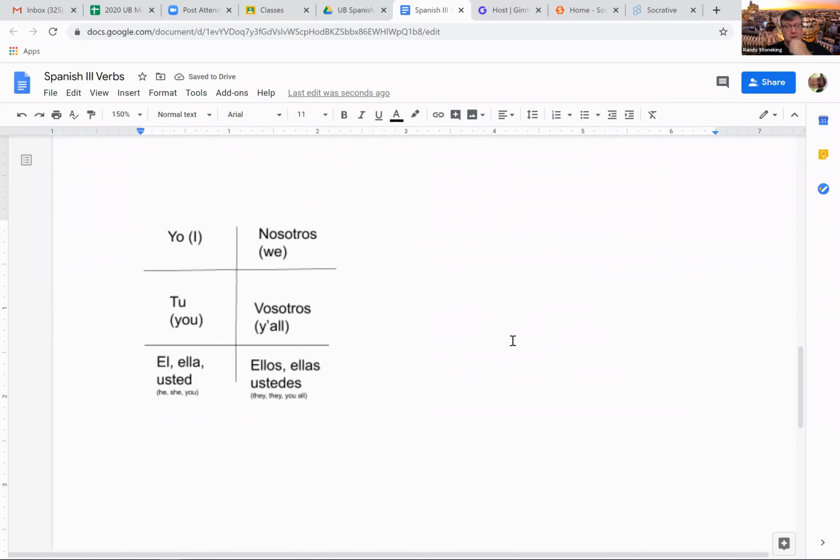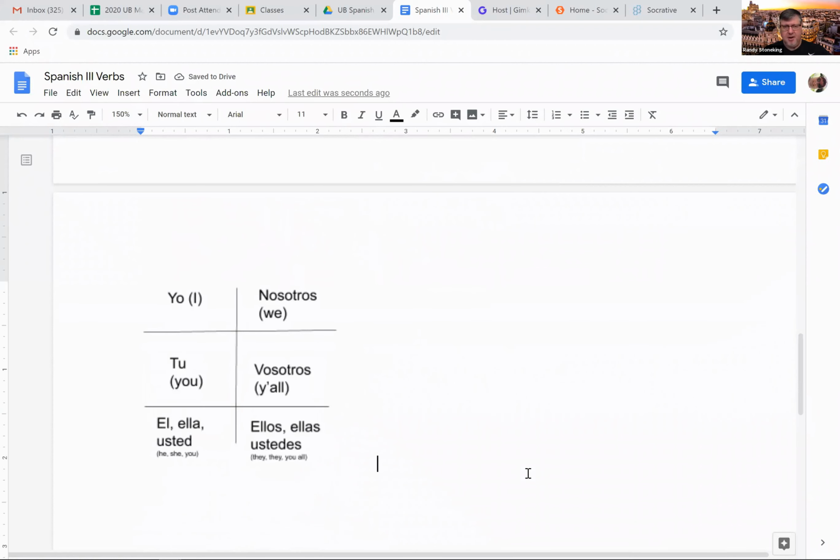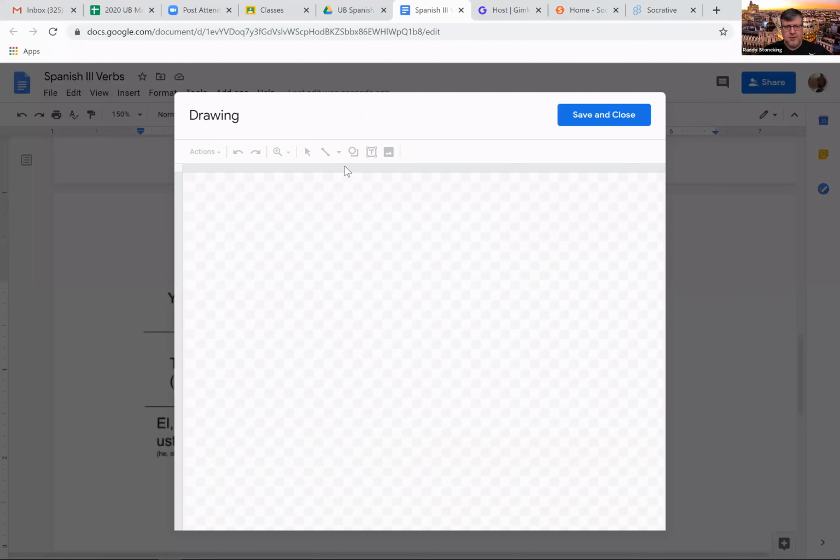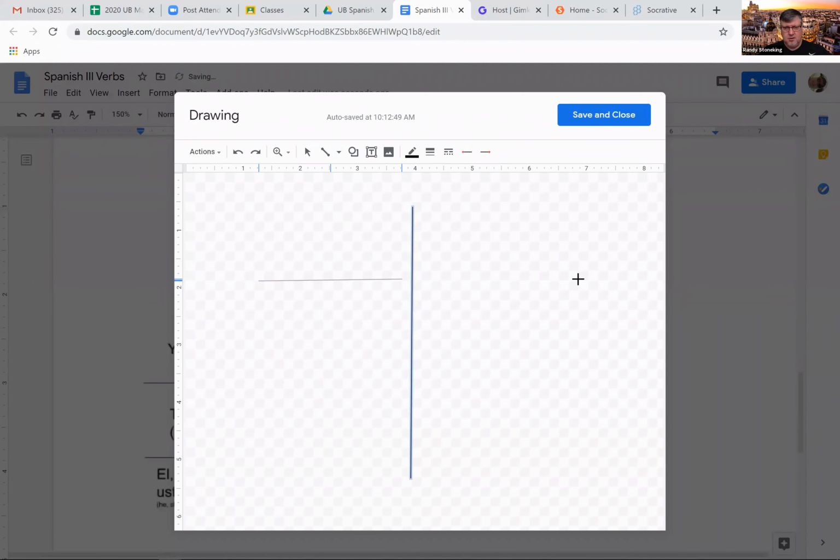Now we need to deal with the verb endings that go along with those. So we're going to create a new drawing with the verb endings that correspond to that, and we'll set that off to the side right here. Again, if you're doing it on paper, it's probably a lot easier to do. Let me insert my drawing here. And let's do the same thing, the same little graphic organizer grid. And then we will do our text boxes to indicate the endings.